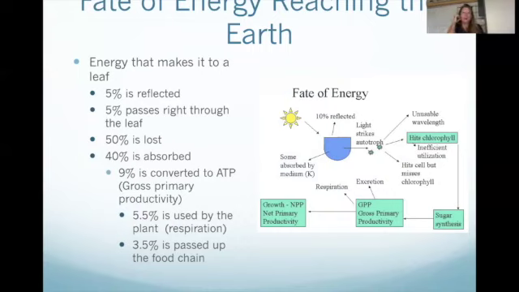50% is just lost, right? So it hits the leaf, but the leaf has enzymes that are fully functional and are busy, and so it can't use it at that time, or the material is not right to do photosynthesis at that time, or the temperature is not right, and so 50% is just lost. 40% of the sunlight that hits a leaf is actually absorbed by that leaf in the photosystems. Of that 40%, 9 gets converted to ATP. 5.5 of that 9 is actually used for that plant. And 3.5 is available to be passed up the food chain to the next rung.